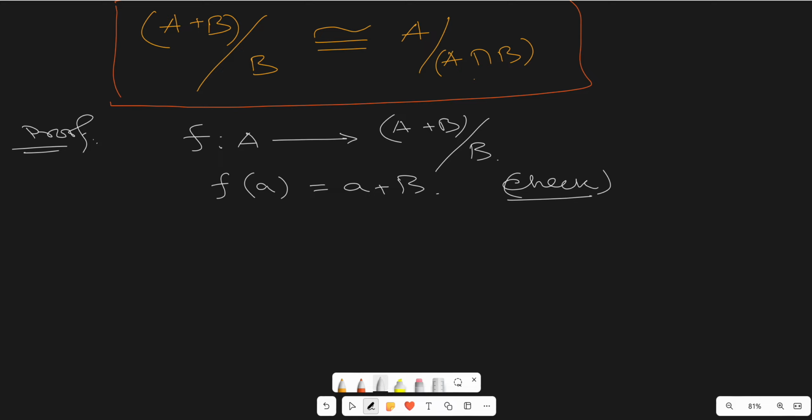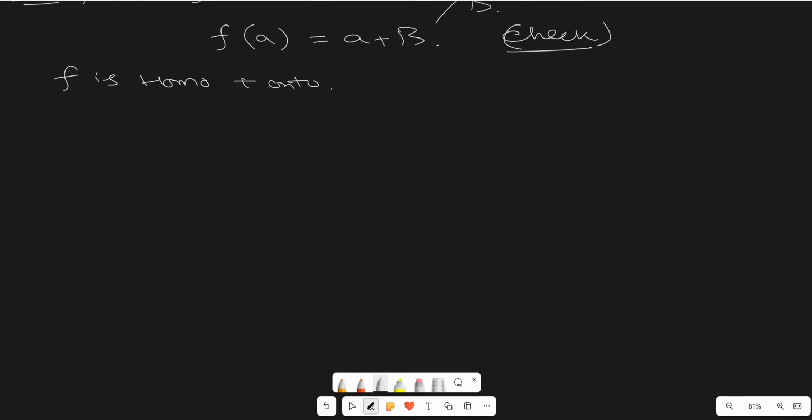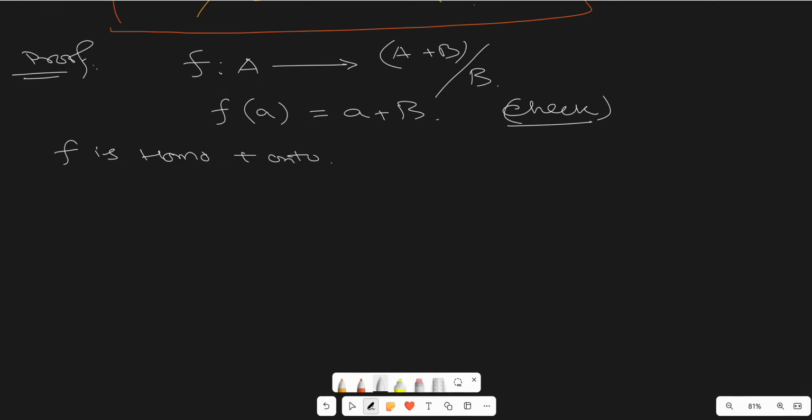The homomorphism is well defined, clearly, and it is a homomorphism and onto. If it is onto, you can talk about the first isomorphism theorem, because you have already proved it. Before that you need the kernel. What is the kernel of F?